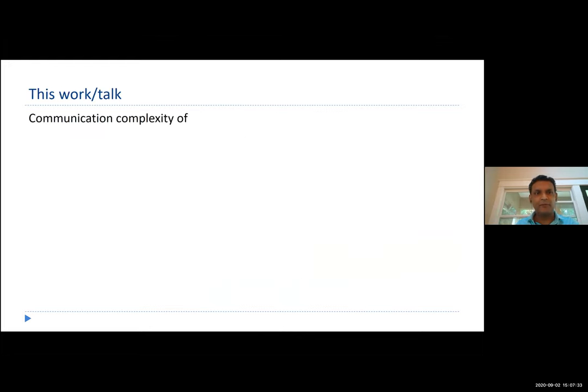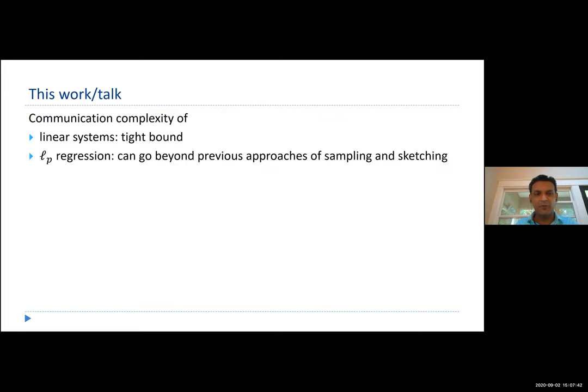Here, I will outline the following items. First, we'll do linear systems, the problem we started with, both upper and lower bounds. And then LP regression. And here we don't have the correct final answer, but surprisingly, one can go beyond the previous approaches of sampling and sketching, that the communication complexity that you can get using sampling and sketching can in fact be improved by other methods.